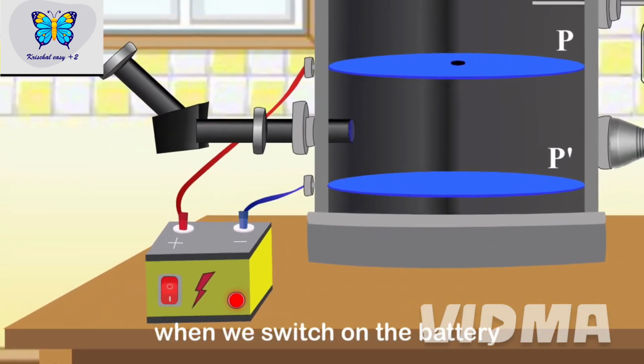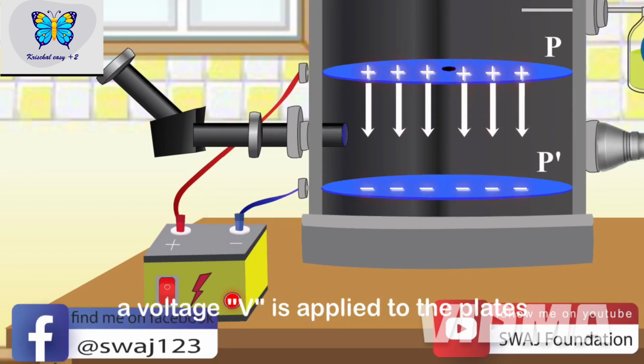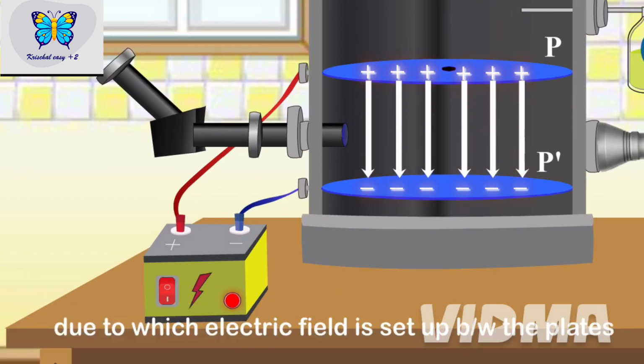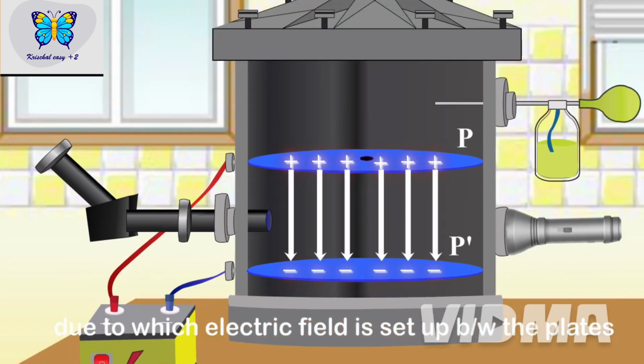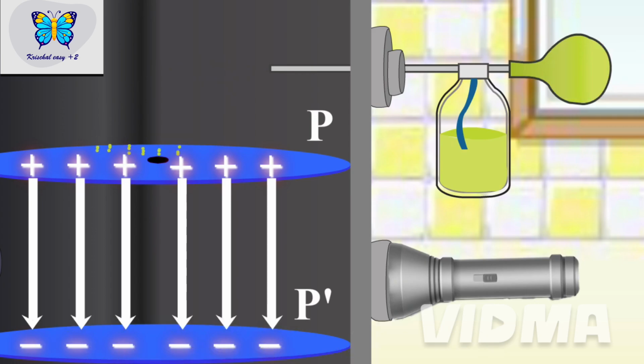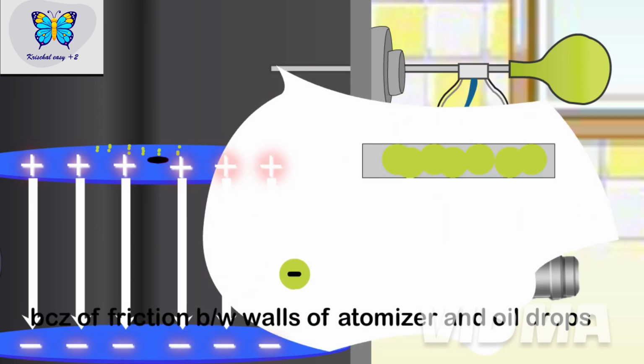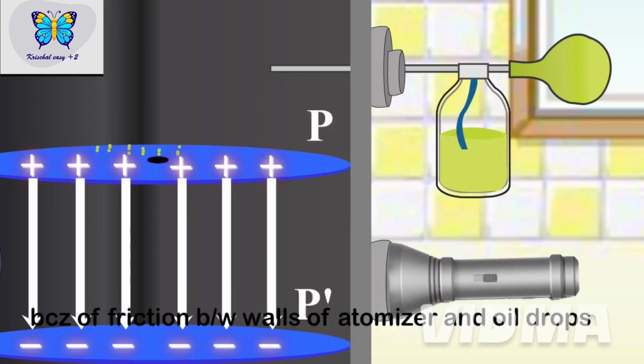When we switch on the battery, a voltage V is applied to the plates, due to which the electric field is set up between the plates. An atomizer is used for spraying oil drops into the container through the nozzle. The oil drops get charged because of friction between the walls of the atomizer and the oil drops.